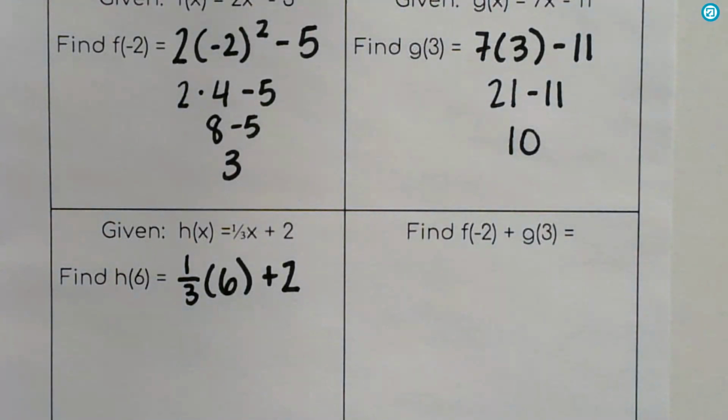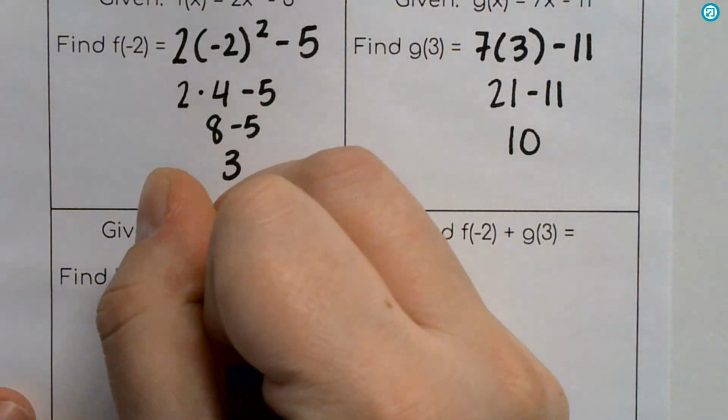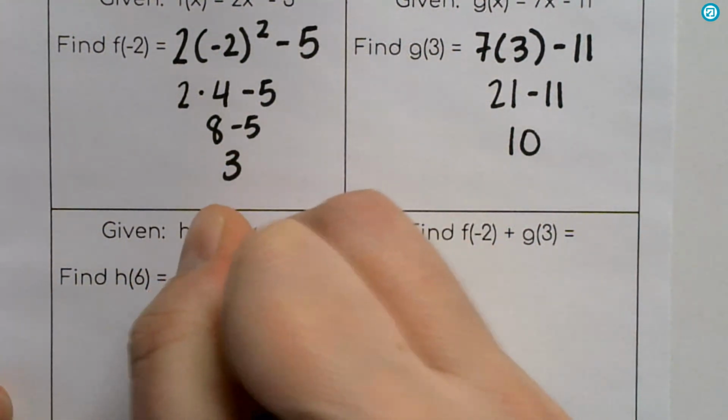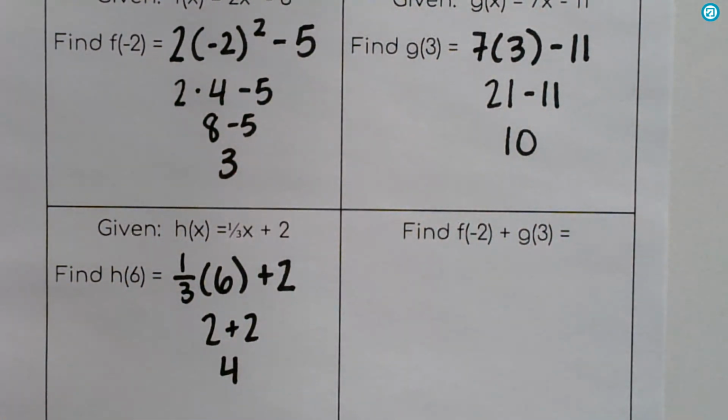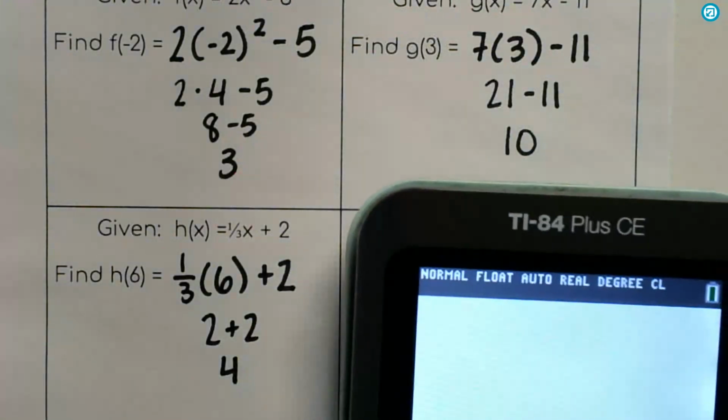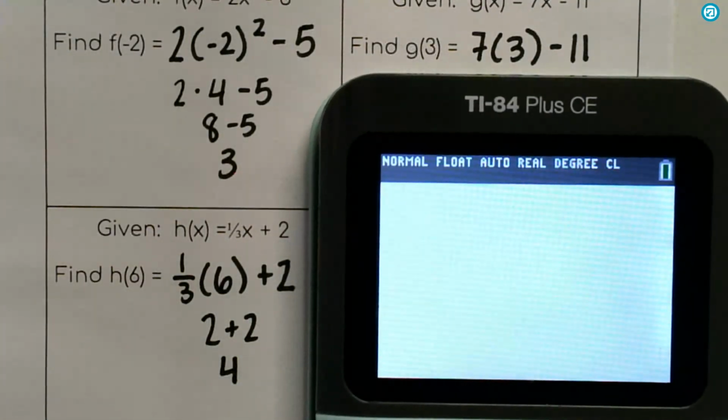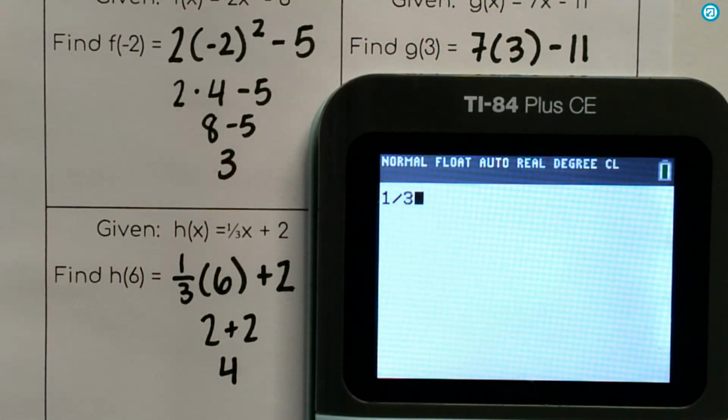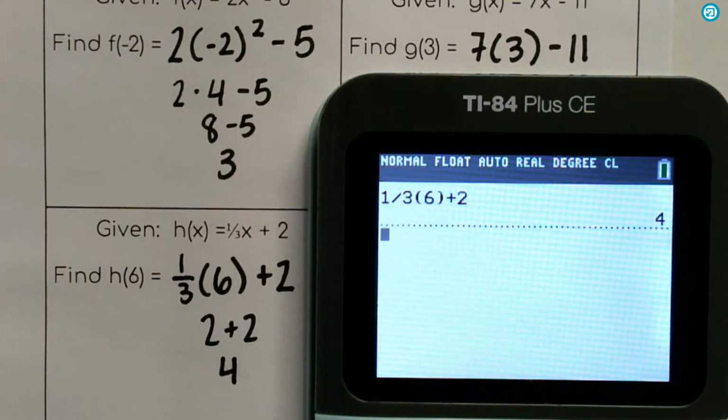What is 1/3 of 6? 2. If we were to take 6 and split it up into thirds, it would be 2. So that's going to be 2 plus 2, which is 4. If you wanted to do that fraction in a calculator, you would do 1 divided by 3, open parentheses, plug in that 6. 1/3 of 6 plus 2 is 4.